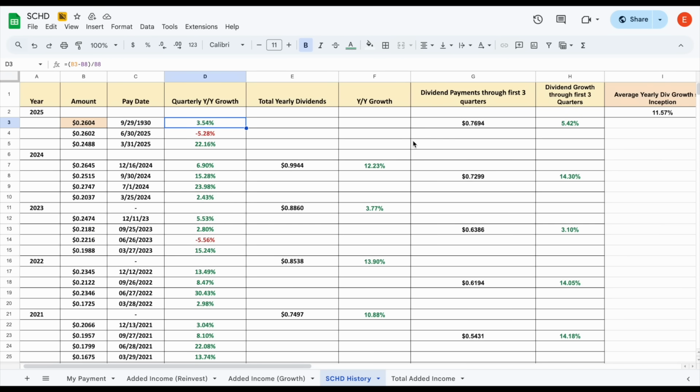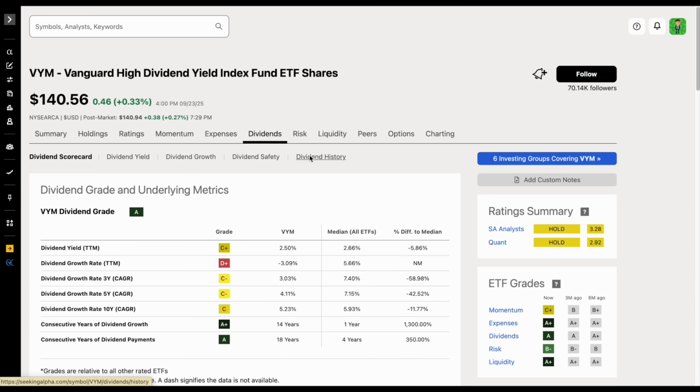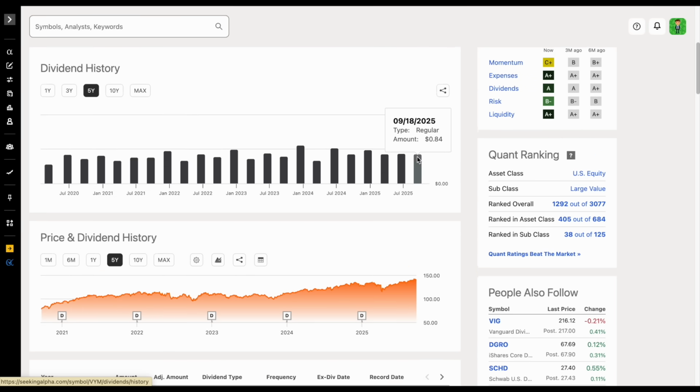On top of this, it's also important to note that yes, SCHD's year-over-year quarterly dividend growth was about 3.54%, but if we look at some of their comparables, for example, VYM, and look at their most recent dividend, we can see it came in at about 84 cents. But if we look at the Q3 2024 dividend payment for them, it came in at 85 cents. So on an annualized basis, their Q3 dividend payment actually was reduced slightly.